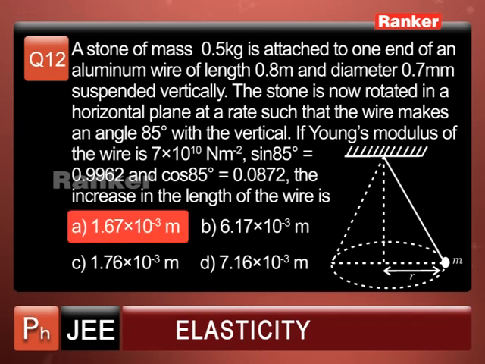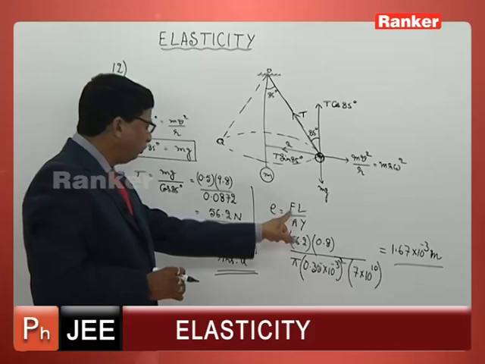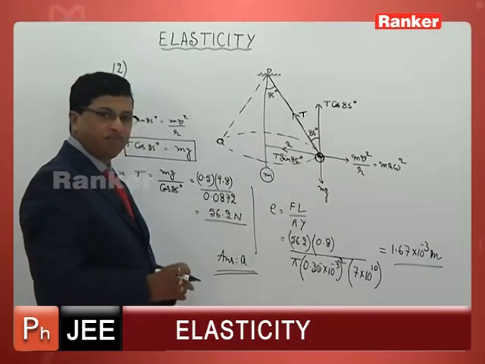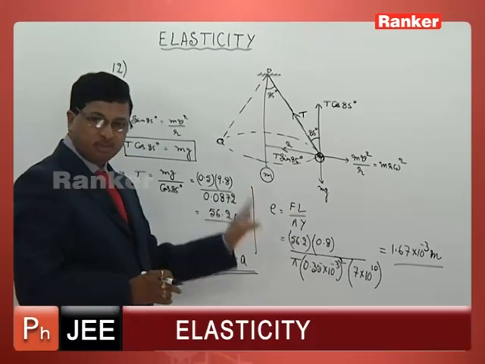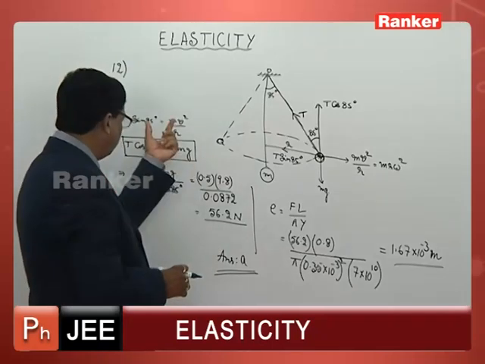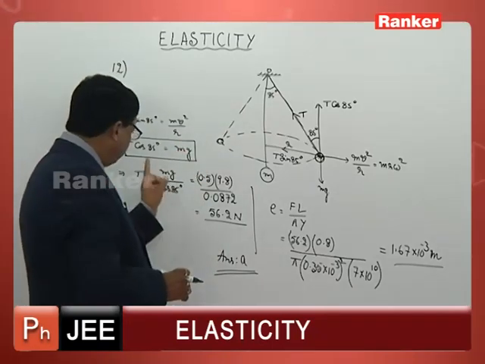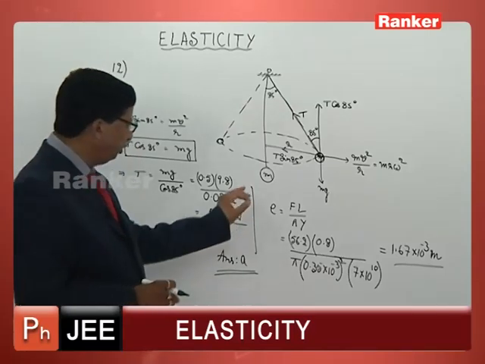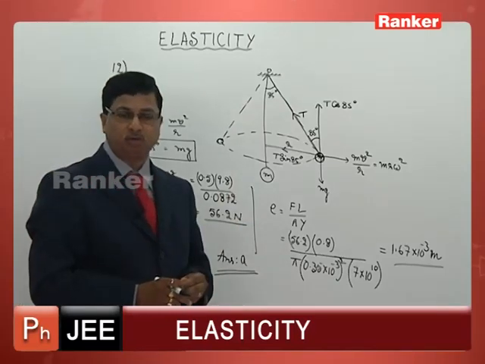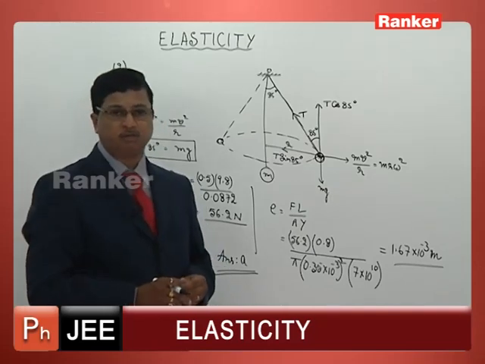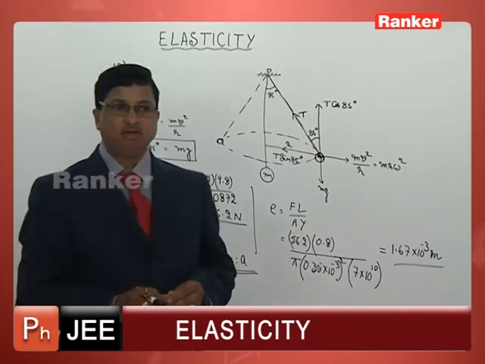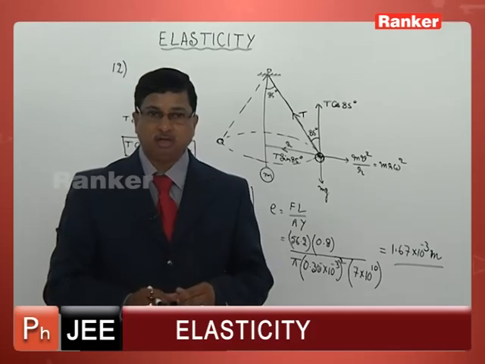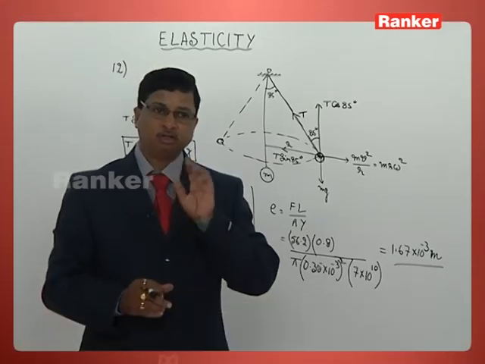Only thing you should understand here is how to calculate this force. That force is not simply mg. We just have to go for the components of tension. That tension itself is to be taken as the force over there. That is the only aspect which we have to understand out of it. And the correct option for this one is 1.67 into 10 power minus 3 meter. That is the very first option for this problem.